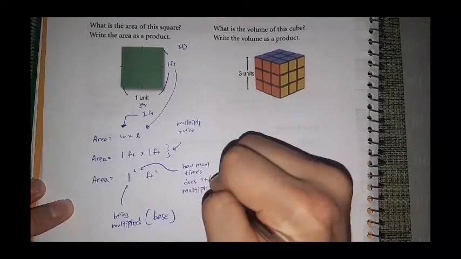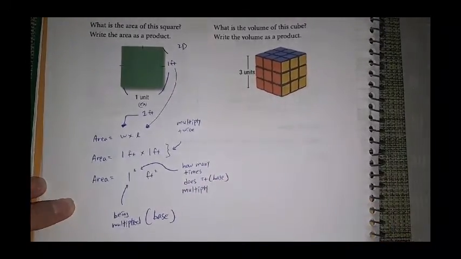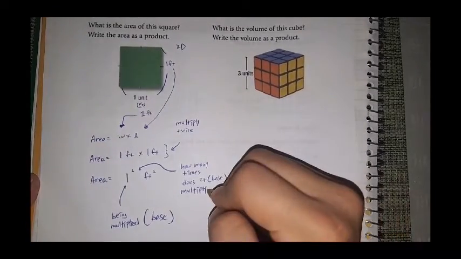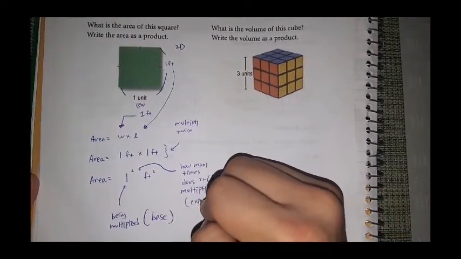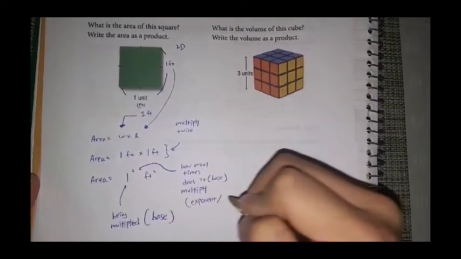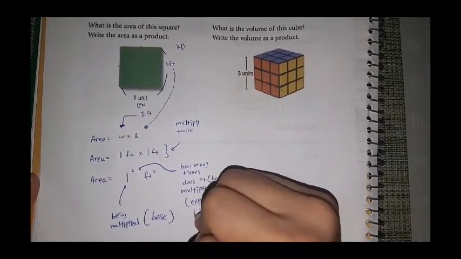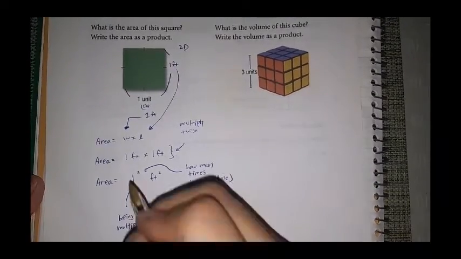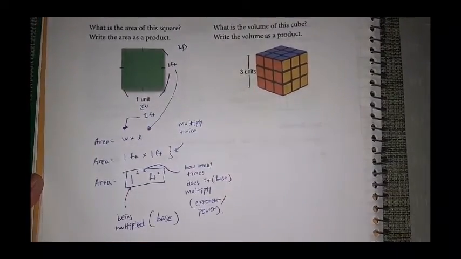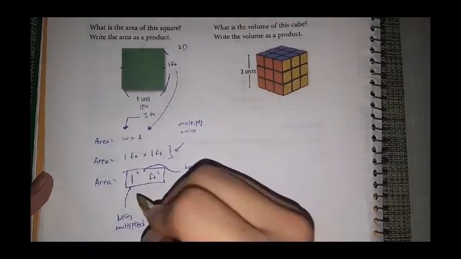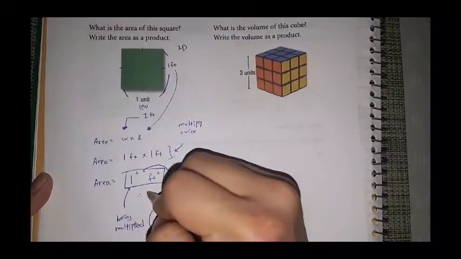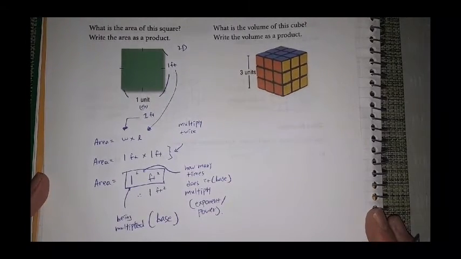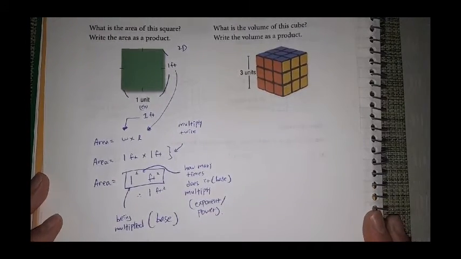And when I say it, that's more base. How many times is the base being multiplied? And this is known as the exponent, or it is also known as the power. So this is one way of showing it. And obviously we all know that this is equivalent to 1 feet square. And that's an easy thing to do in a two-dimension situation.